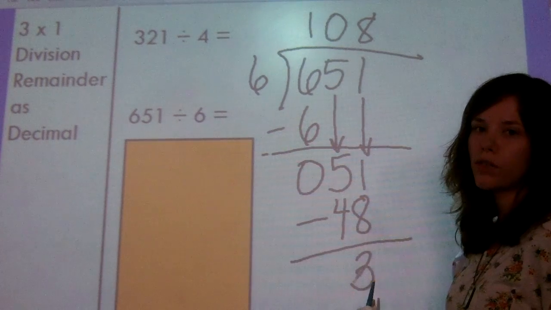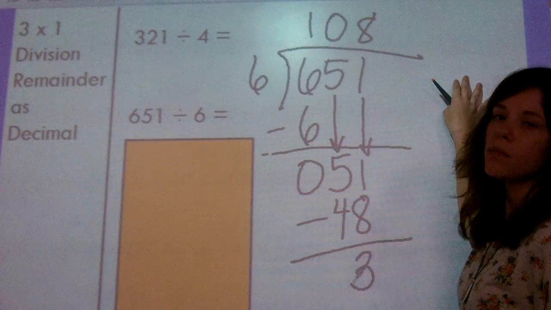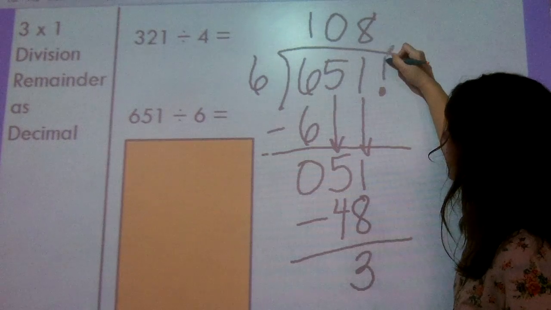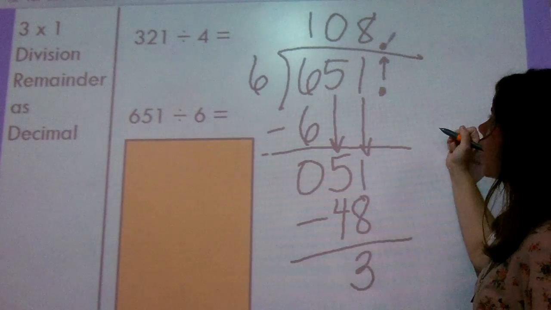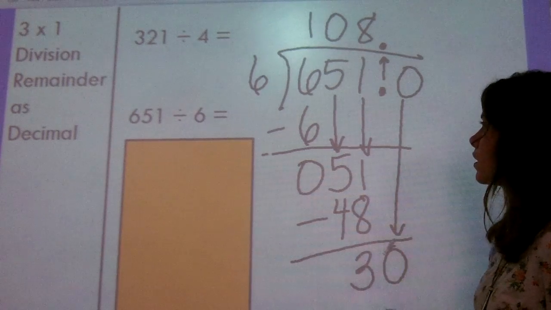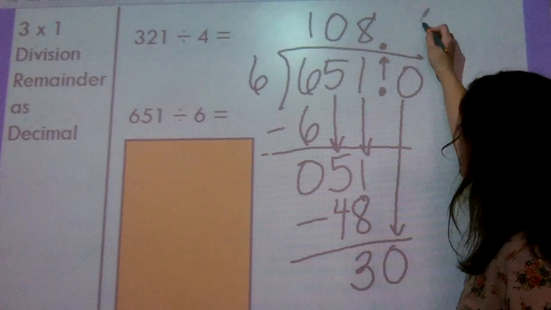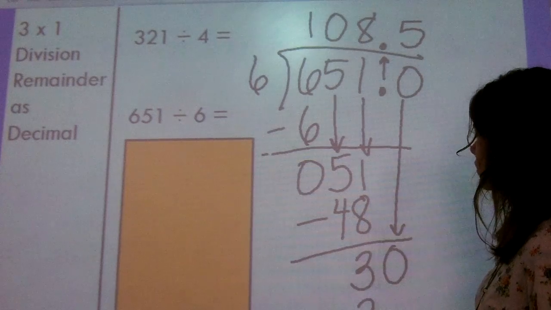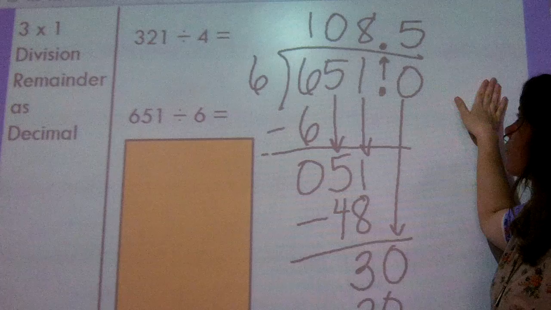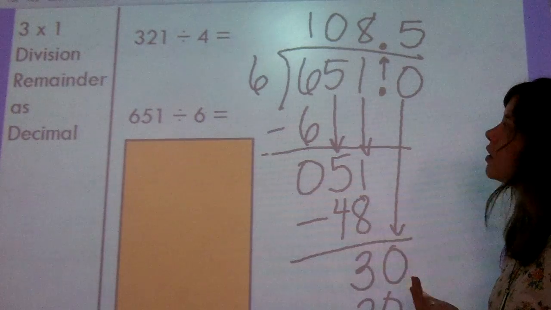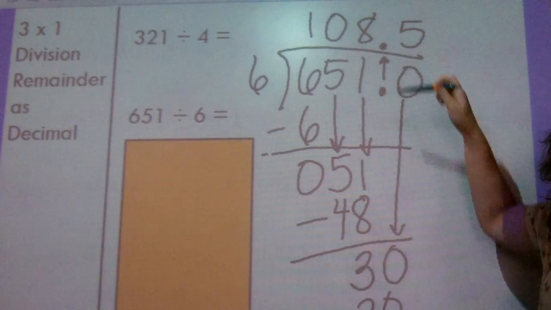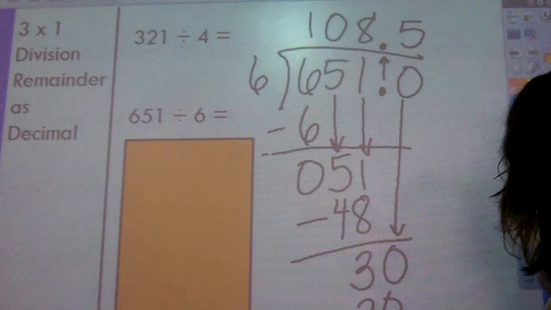6 can't go into 3. I'm out of numbers in my dividend, so I need to add a decimal, bring it up, and now I can add a 0 and bring it down. 6 goes into 30 5 times, because 6 times 5 is 30. I'm left with 0. I'm left with nothing, so I'm done. 651 divided by 6 is 108 and 5/10. One more, then it's your turn.